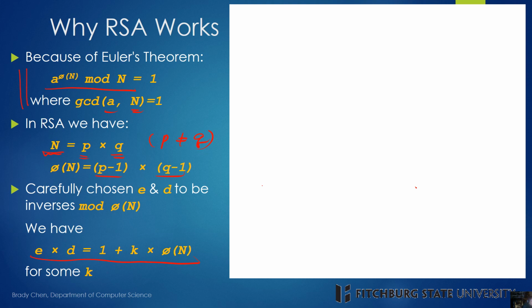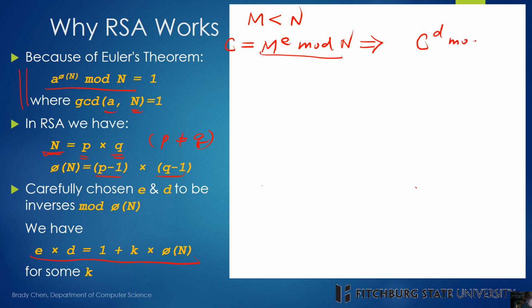Now let's take a look at RSA and show why it actually works. For any plaintext m less than n, we do the operation m to the e modulo n to calculate the ciphertext. So m to the e modulo n is the ciphertext c. We also want to show that once you have the ciphertext c, computing c to the d mod n restores the plaintext.